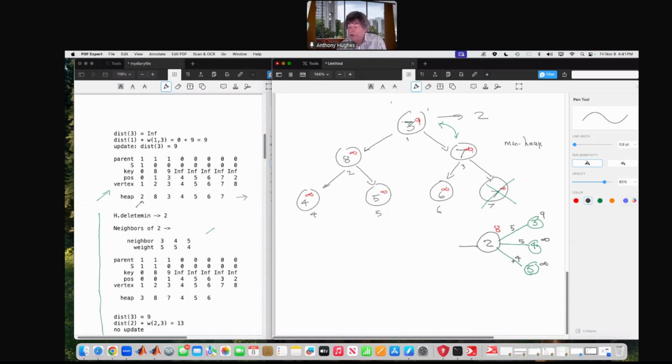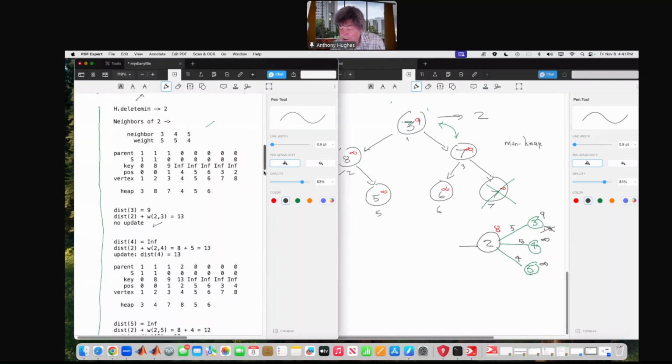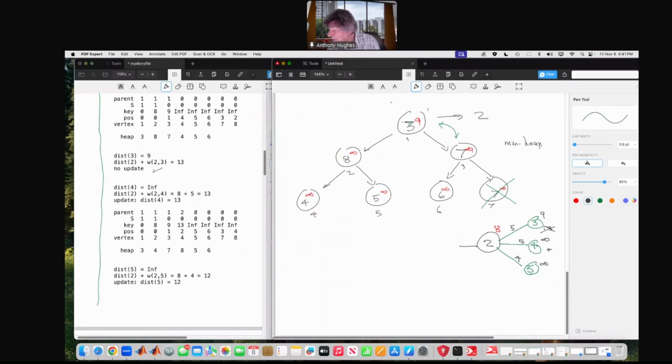And what we do for each one of these is update the distances. Obviously, this is 9. This is 8 plus 3. That's 13. That's no change. 13 is not smaller than 5. I've written it down here. No change. Move down to the next one. We're looking at 2 to 4, which is 8 plus 5. That's 13. That is a change. So 4 is going to become 13.